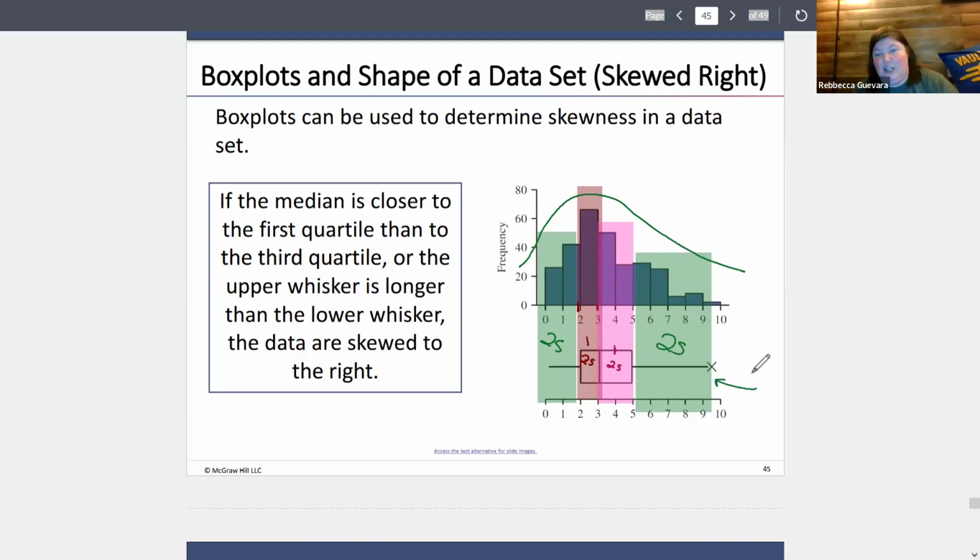So what we're seeing here is you have a long right tail. So this data is going to be skewed right.